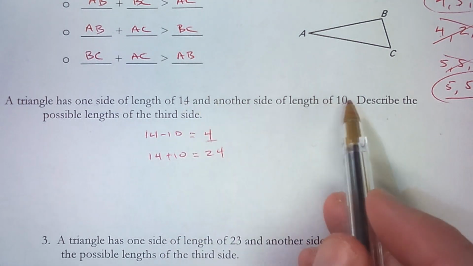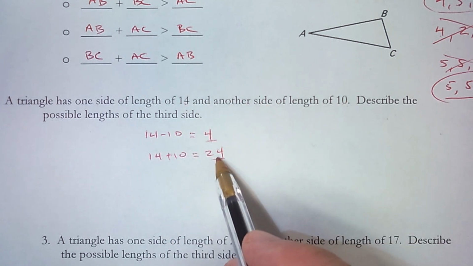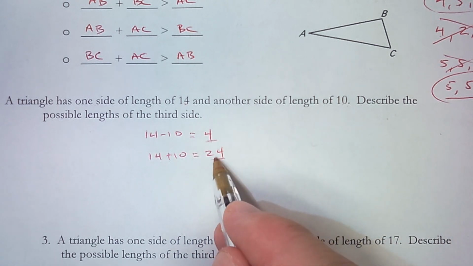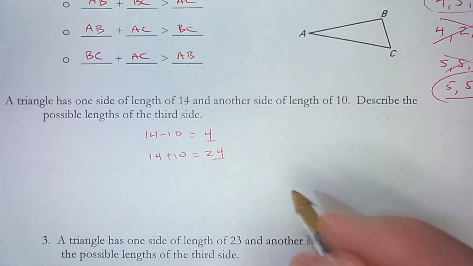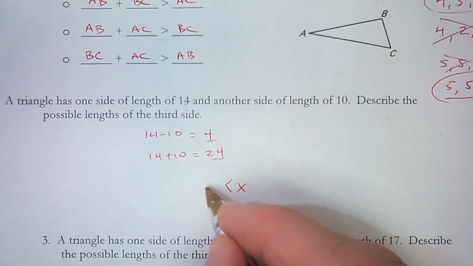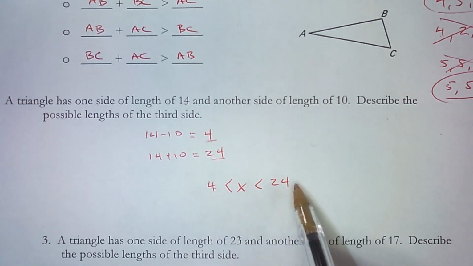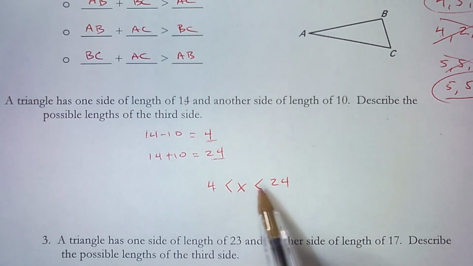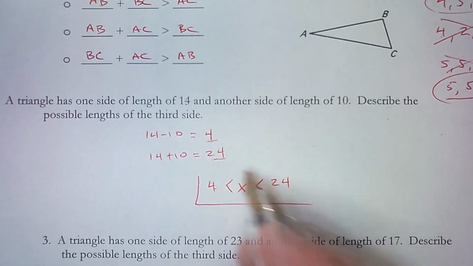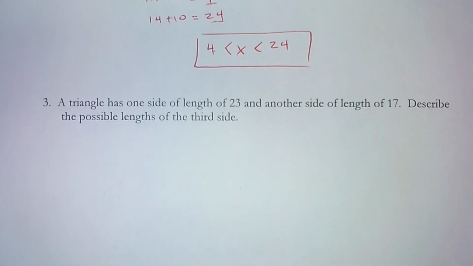So now my three sides are 14, 10, and 24, but 14 plus 10 equals 24. It's not greater than 24. But I could use anything less than 24. So that third side can be anything that is greater than 4, but less than 24. I can't use 4 and 24, so not equal to, but I can use something that's bigger than 4 and less than 24 to be my third side of the triangle.